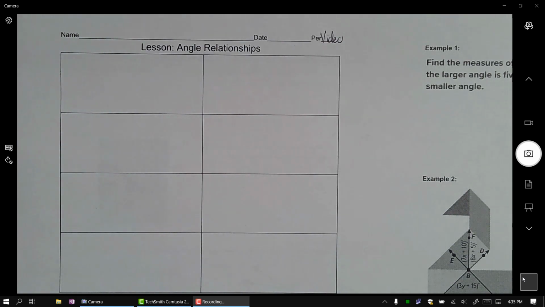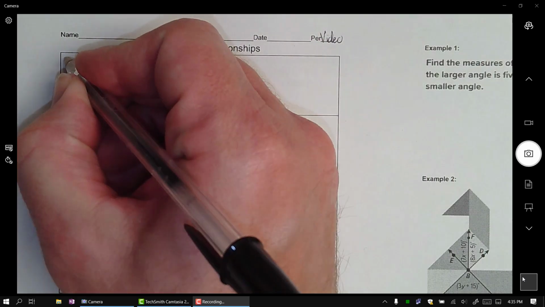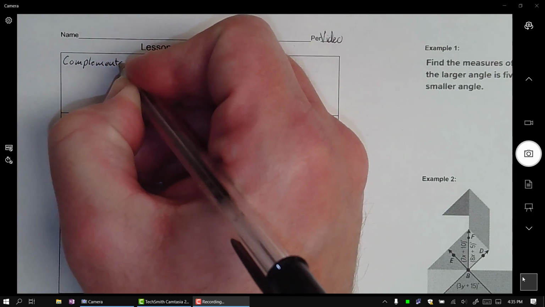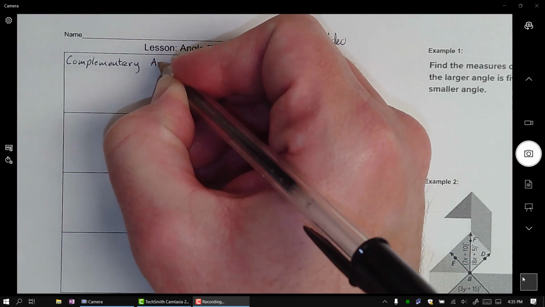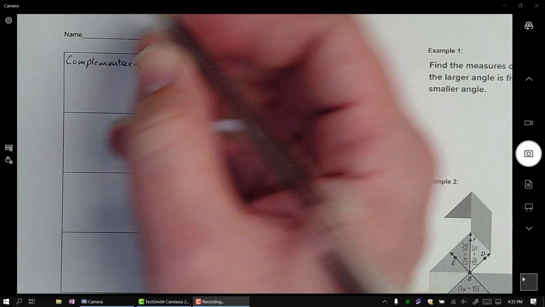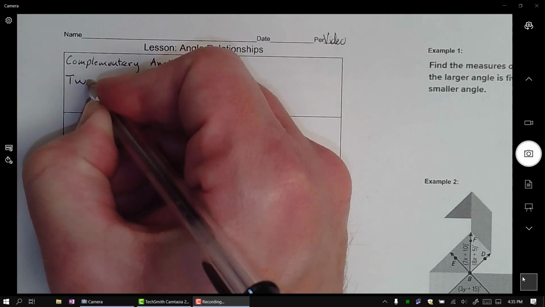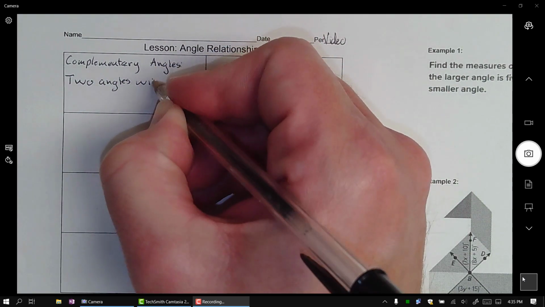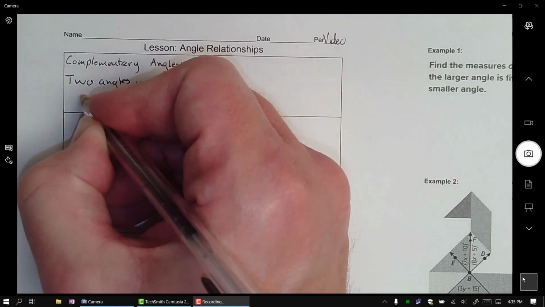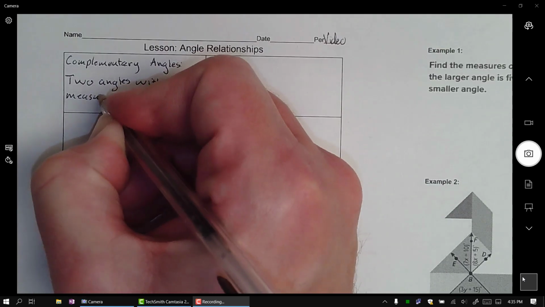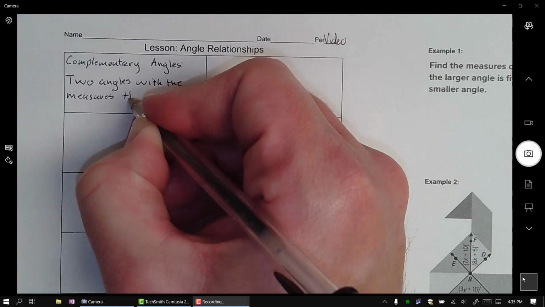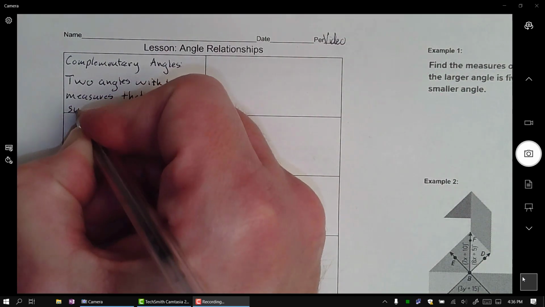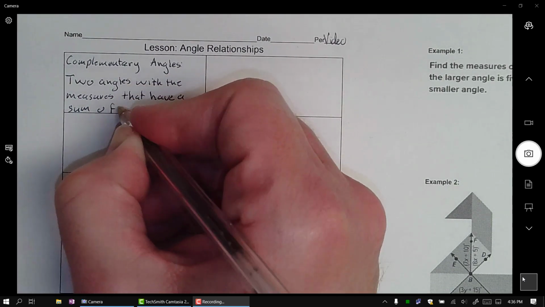So let's start off with some definitions. So we have complementary angles. And this is two angles with the measure that have a sum of 90 degrees.